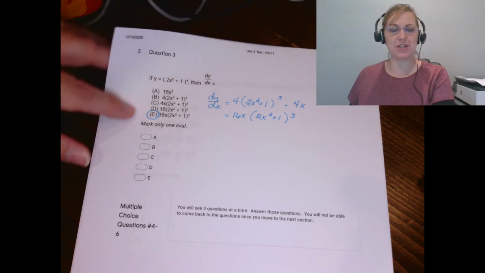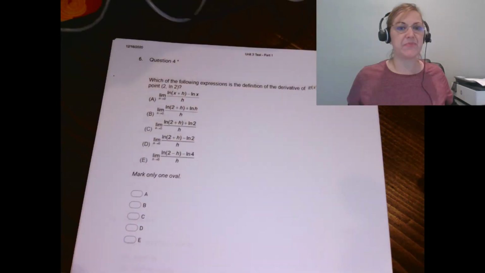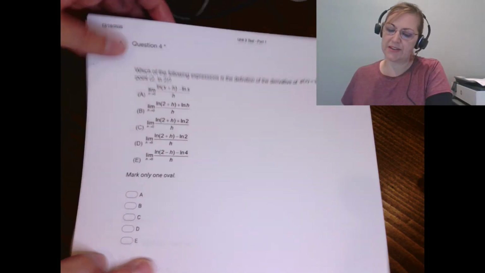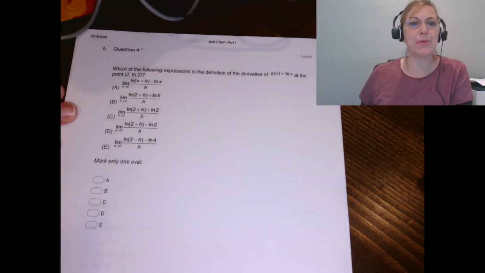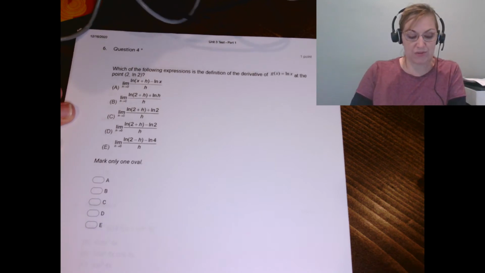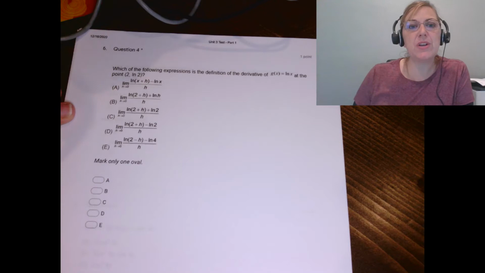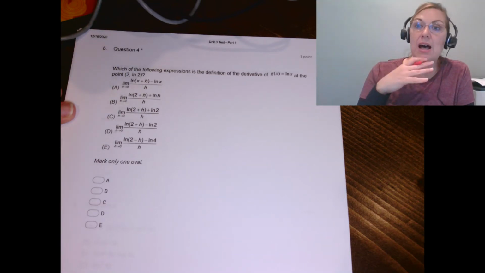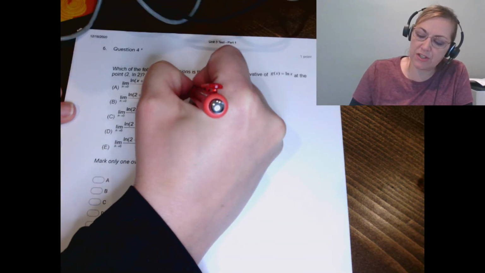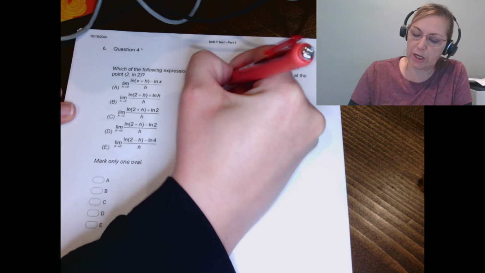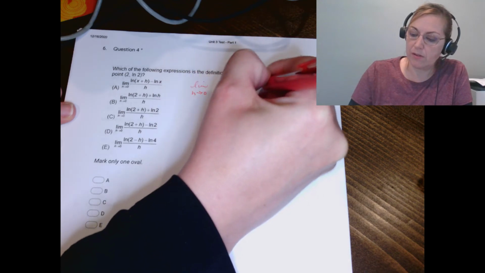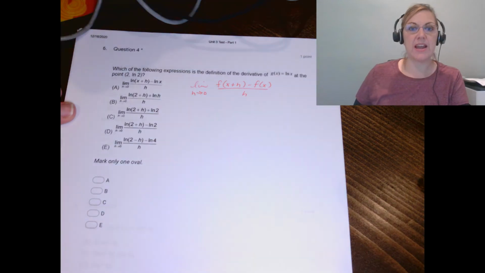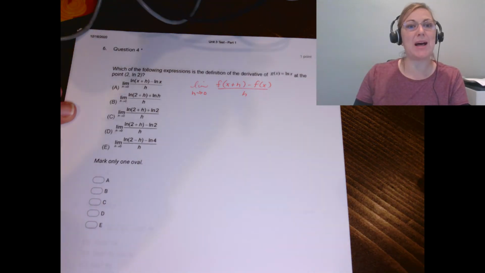Okay, moving on to question number 4. This one forced us to interpret the definition of the derivative. So look at this. We are trying to find which of these tells us the derivative of g of x at the point 2, ln of 2. I've got several definitions of the derivative to be using here, and I've got to see if we put those in the right spots.